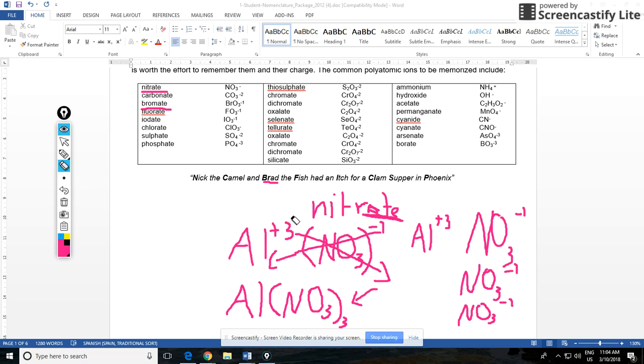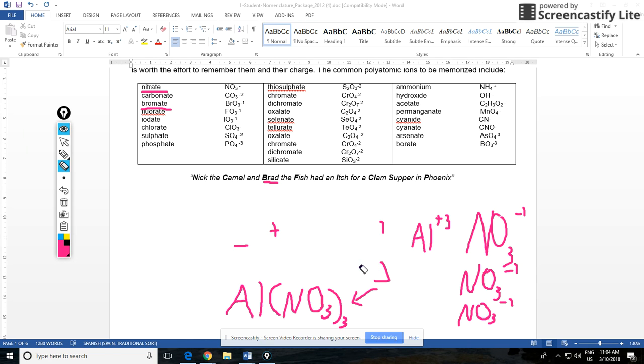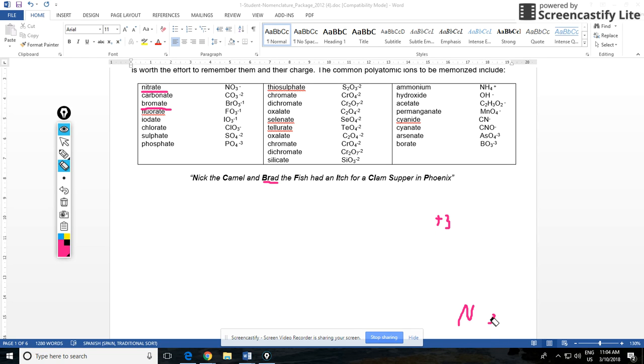If you had to reduce, you would make sure that you reduce the subscripts outside the brackets, not the subscripts inside the brackets, because then you'd be changing the polyatomic ion. So let's try aluminum phosphite.